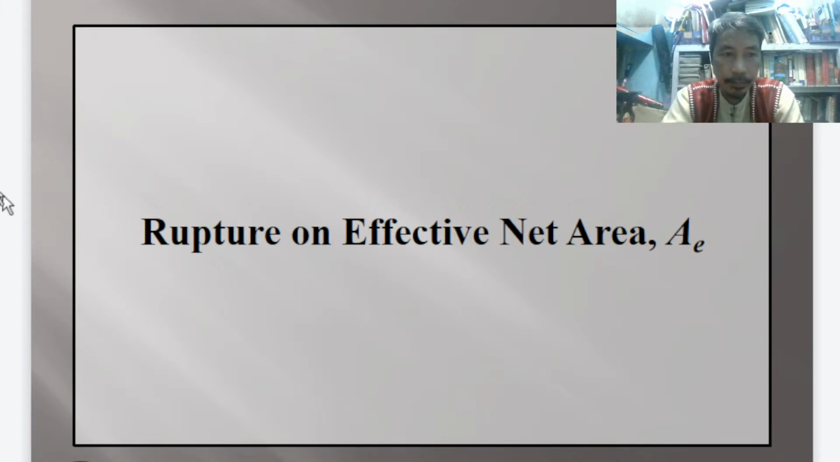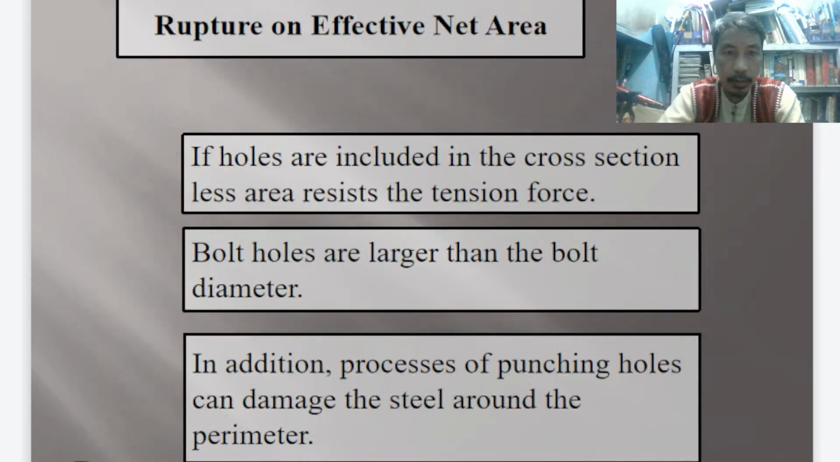Okay, let's proceed with our discussion. So rupture on effective net area. So we have net area, we have effective net area or effective area. Okay, so don't be confused about the two. So we'll discuss it. We have already done so many things about this, but let us proceed.